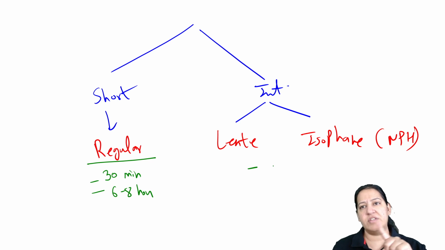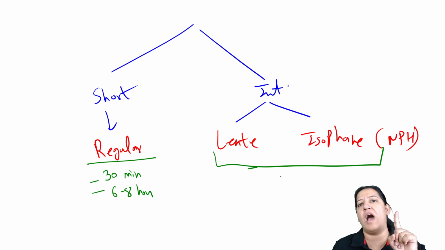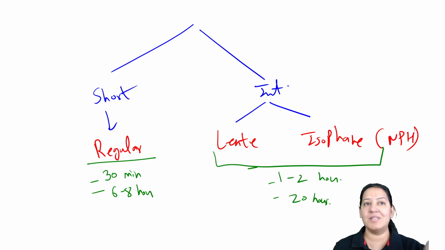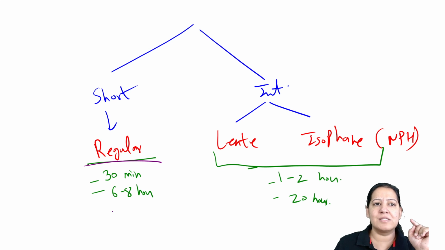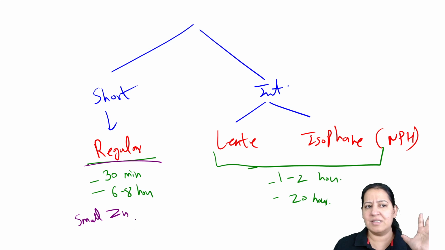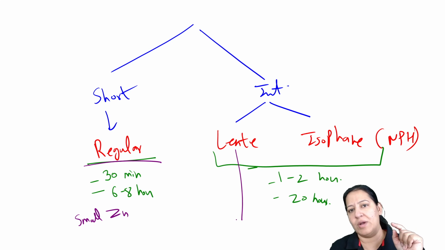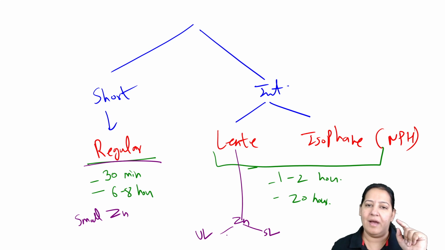Here they both come into action after 1 to 2 hours. But their action is sustained for 20 hours, because they are intermediate acting. That is a summary. In regular, we combine the insulin with a small amount of zinc so that it takes time to get absorbed. In lente, we combine it with zinc only, but in two forms of zinc, the ultra lente and the semi lente, in 7:3 proportion.